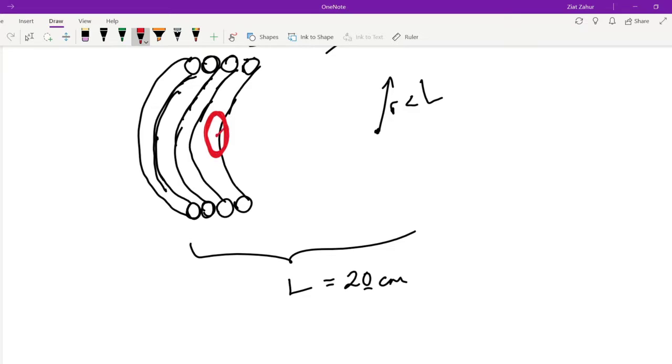And this ring has a radius R2 equal to, how much should it be? One centimeter in diameter. Let's make it small. It's kind of like the book question, but I'll modify the book question.